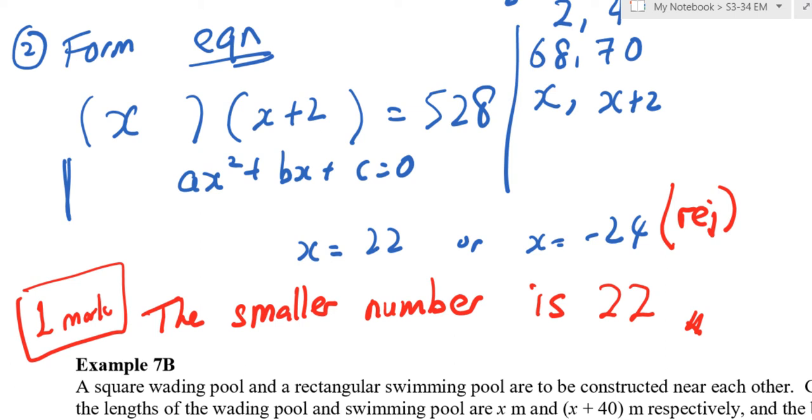Because teacher assumes you know. But if you always get negative, you'll be in trouble. Because sometimes the question will ask you for 2 negative numbers. Then you reject the wrong one.